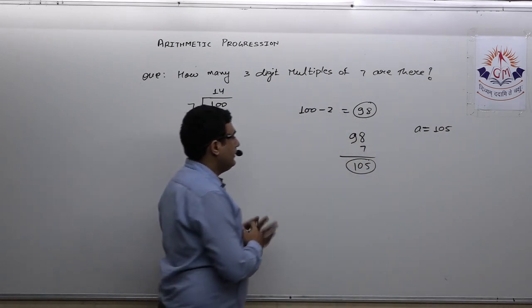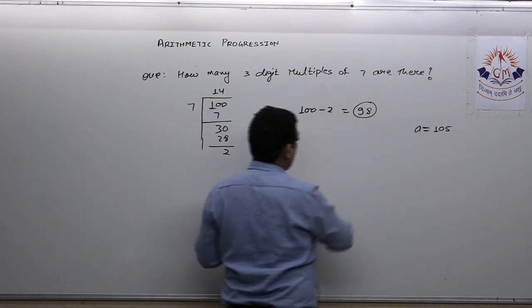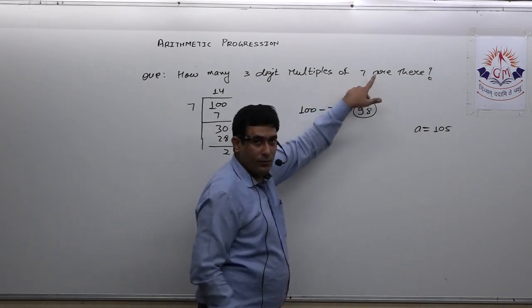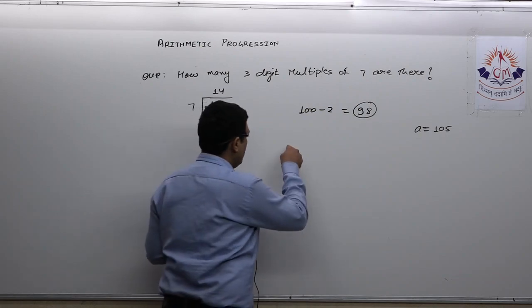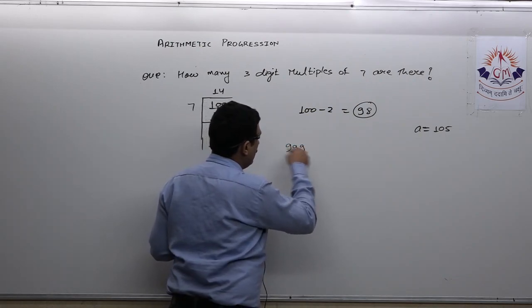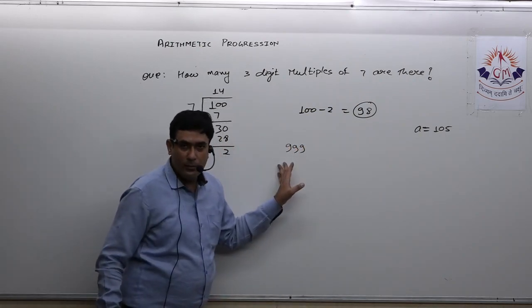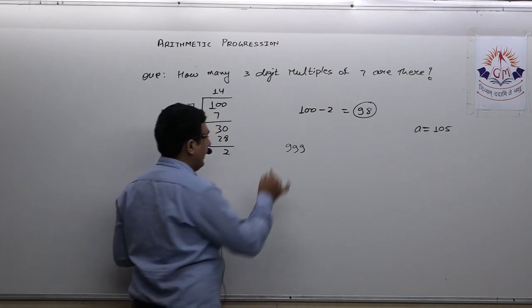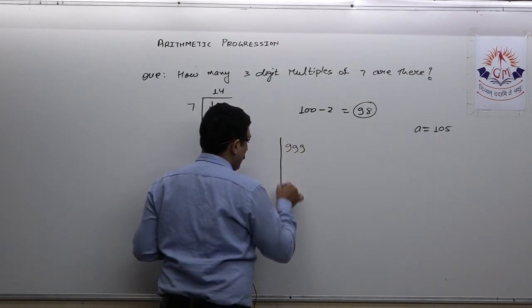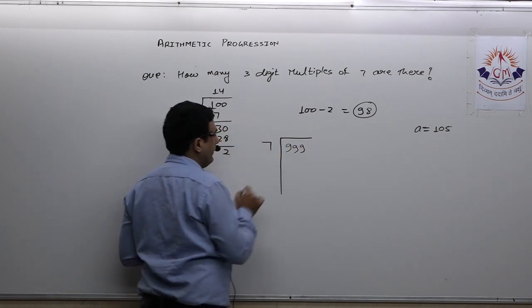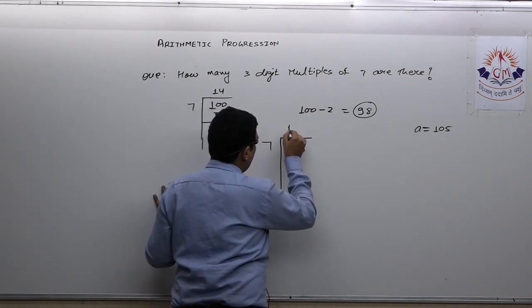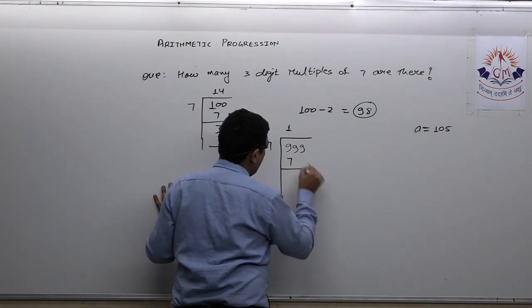Now, there are a limited number of 3-digit numbers. So in that case, what is the last 3-digit number? The last 3-digit number is 999. Again, this is not a multiple of 7. So how to get the last 3-digit number which is a multiple of 7? For that, again I have to divide it by 7. When I divide it by 7, let us see what we are getting.